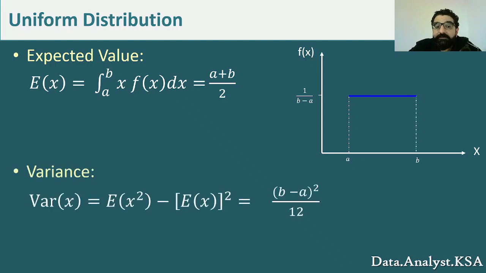Now I can also get the variance. The variance of the random variable is the expected value of the random variable squared minus the expected value of the random variable all squared. So expectation of x squared minus expectation of x all squared. And you will get b minus a squared over 12. So these values would help you understand your population once you know that your population is uniformly distributed between A and B.